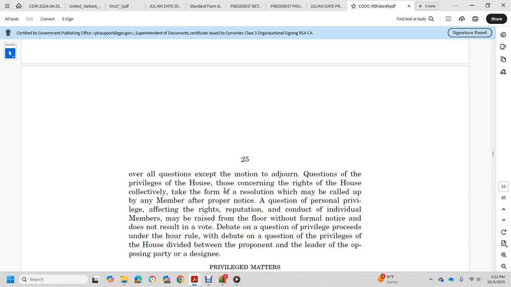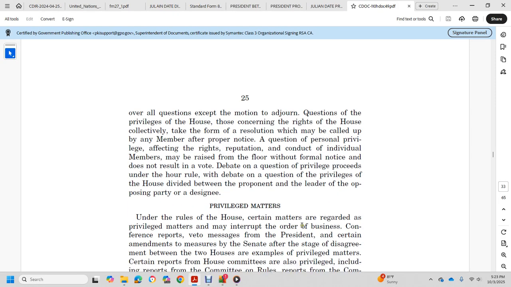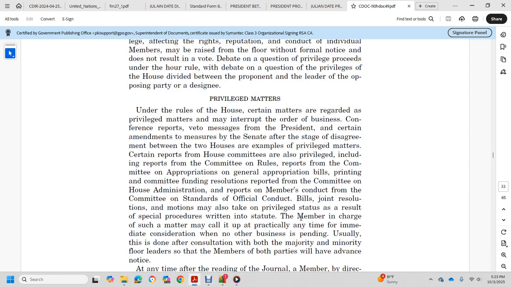These take the form of a resolution, which may be called up by any of the members. A question of personal privilege, affecting the rights, reputation, and conduct of individual members, may be raised from the floor without formal notice, whether or not it results in a vote or debate. Debate on a question of privilege proceeds under the House's one-hour rule, with the debate divided between the proponent and the leader of the losing party or designee.